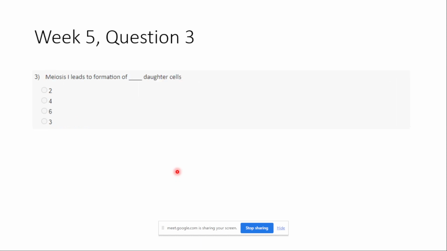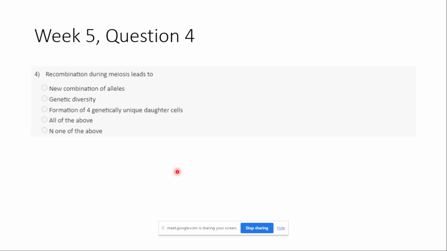Third question is, meiosis 1 leads to formation of how many daughter cells? Meiosis 1 only. How many? Two daughter cells. Anyone else want to comment on that? He said two. Is it true? Yes. So meiosis 1 leads to formation of two daughter cells. Yes, it is true.